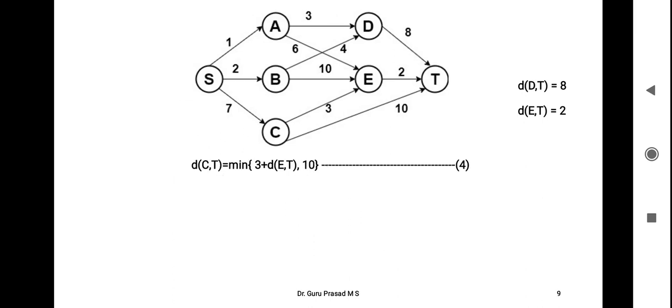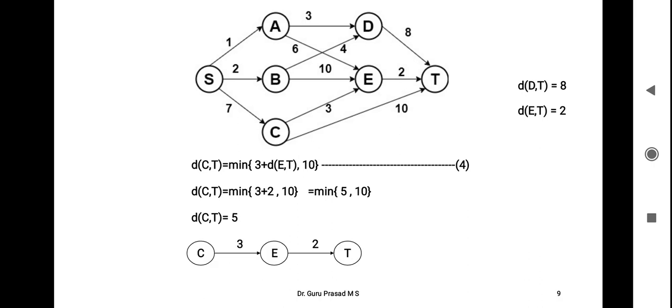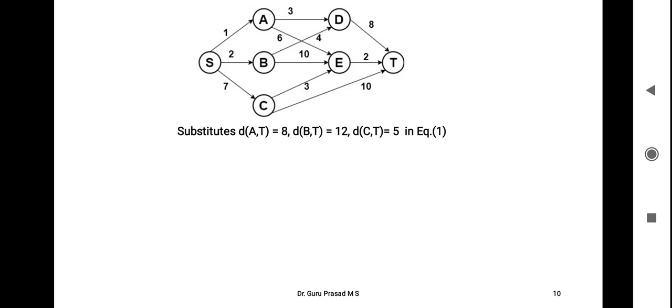Equation 4, d(C, T) equal to minimum of 3 plus d(E, T), comma 10. Substitute d(E, T) equal to 2 in equation 4. d(C, T) equal to minimum of 3 plus 2, comma 10. That is equal to minimum of 5 comma 10. The minimum value is 5. d(C, T) equal to 5 and the path is C to E, E to T. C to E value is 3 and E to T value is 2. 3 plus 2, 5. Now you got d(A, T) equal to 8, d(B, T) equal to 12 and d(C, T) equal to 5.